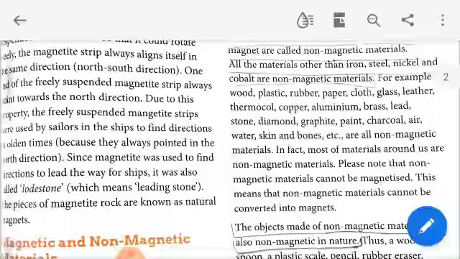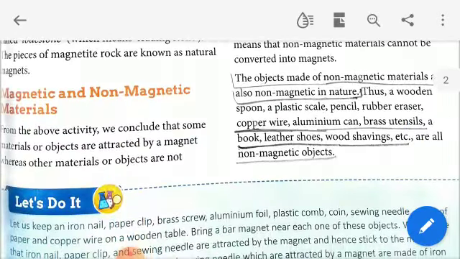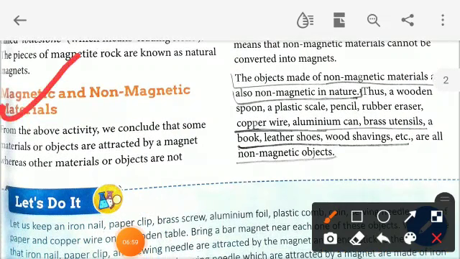Okay, so now we will take what are magnetic and non-magnetic materials. Here we will study the magnetic and non-magnetic material. From the above activity, we concluded that some materials or objects are attracted by a magnet, whereas other materials or objects are not. What does it mean? It means if you put a magnet close to some objects, they will either be attracted toward the magnet or they repel against the magnet.